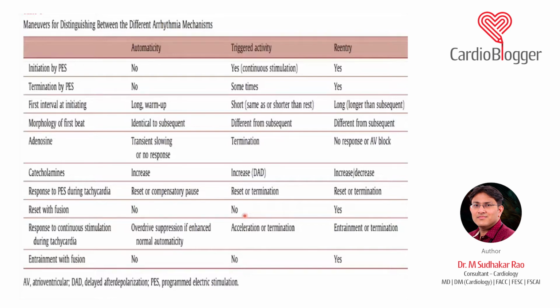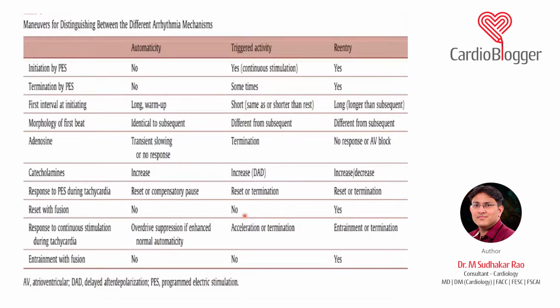Again, this is the electrophysiological side. I won't go into the detail, but again I'll reinforce that a premature stimulus is needed for re-entry. It is not needed for automaticity. Termination by a premature stimulus tells it is due to re-entry and not because of automaticity.